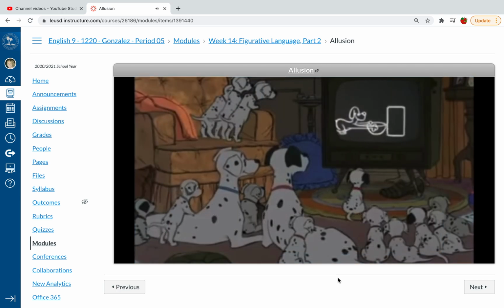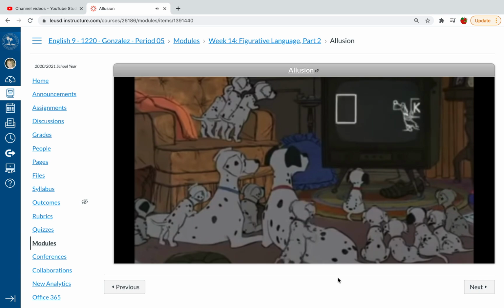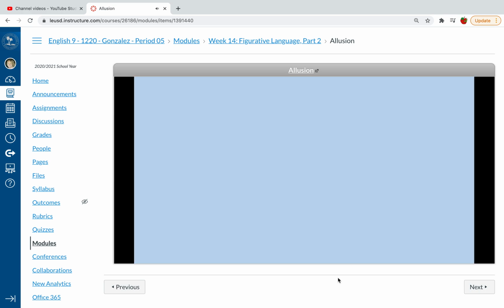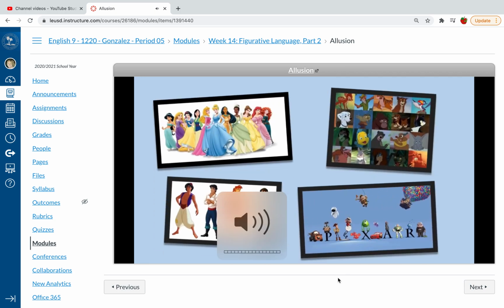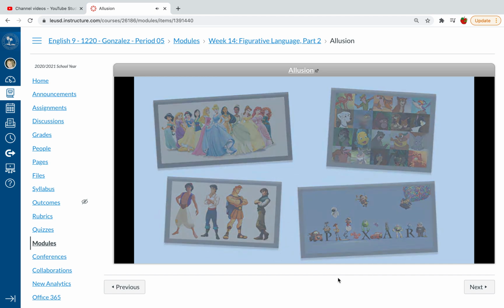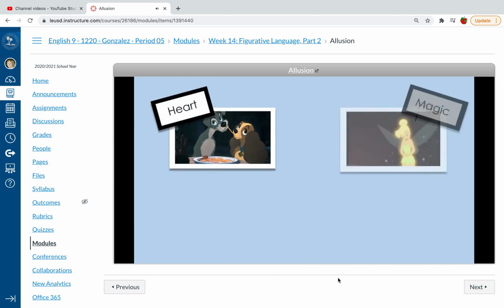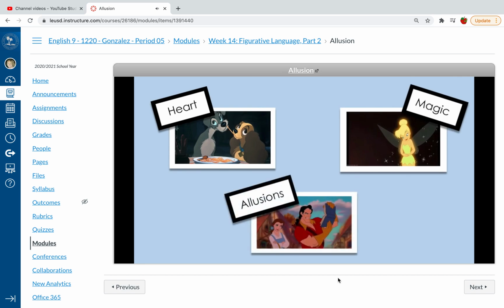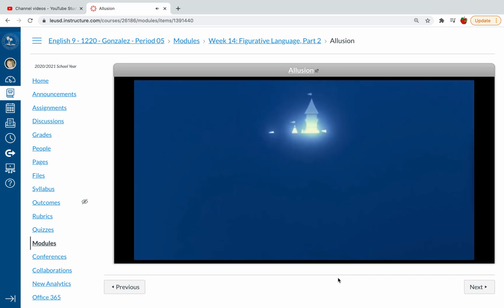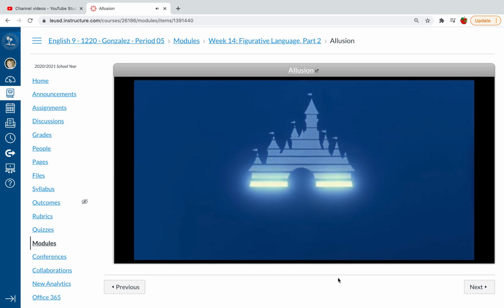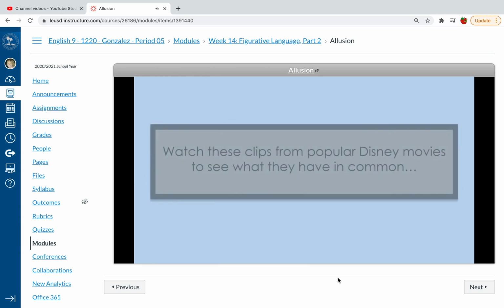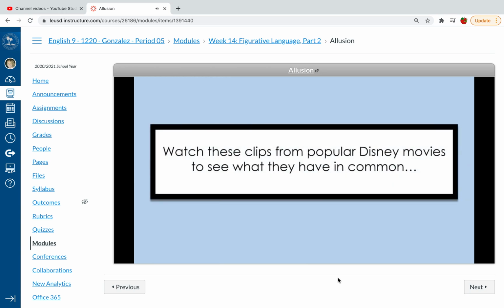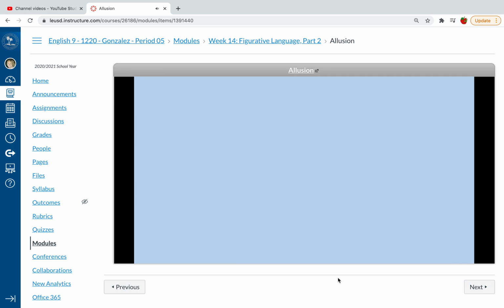As kids, most of us grew up watching, and let's face it, rewatching, our favorite Disney movies. Whether you loved the princesses, the animals, the heroes, or the Pixar films, we can all agree these movies are great because they're full of heart, magic, and illusions. But wait, I'm getting ahead of myself. Let me start over. Hold on, way too far. How about this? Watch these clips from popular Disney movies to see what they have in common.